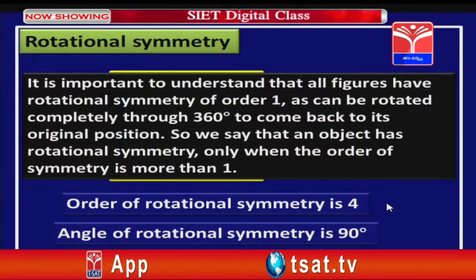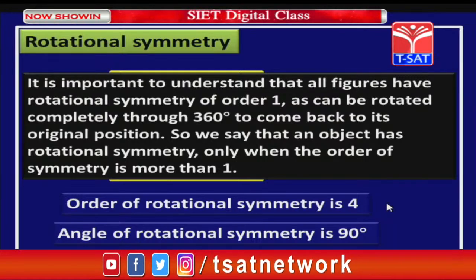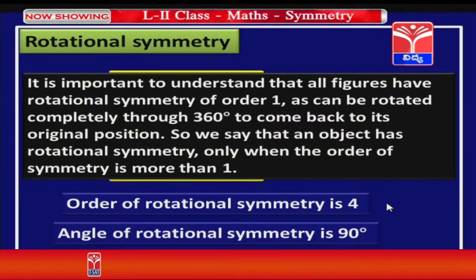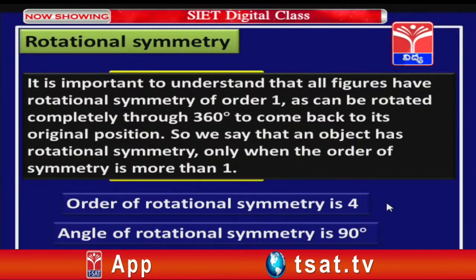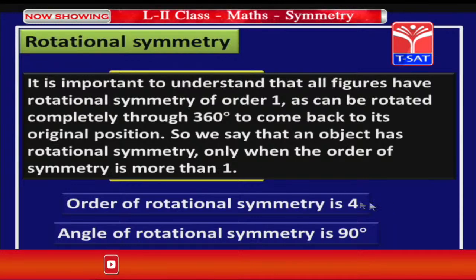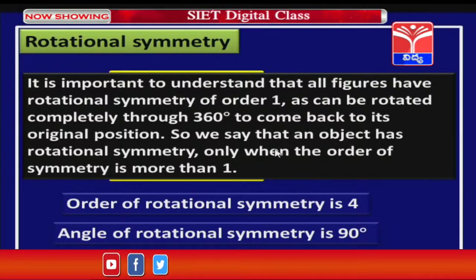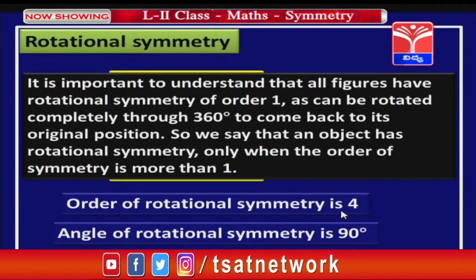So, every object or every figure in fact has a rotational symmetry of order 1, but we consider an object to have rotational symmetry only when the order of rotational symmetry is more than 1, that means at least 2. Got it children? So, that means an object or a figure has rotational symmetry if its order is 2 or more than 2. Got it children?